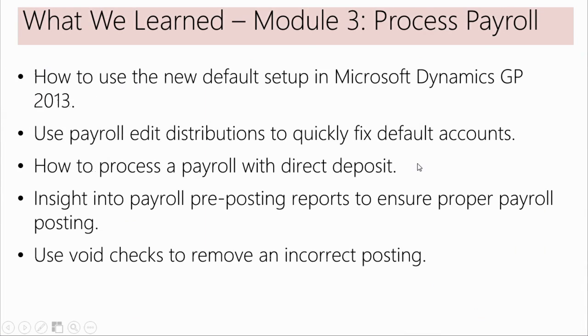So what we learned in Module 3 is about processing payroll. We talked about how to use the new default setup in Microsoft Dynamics GP2013 to make your processing go faster. We also looked at editing a general ledger account, a distribution on the fly to fix something that was posting incorrectly. We looked at how to process a payroll with direct deposit active and how to generate the ACH file. And we talked about the pre-posting reports and looking at those, and so we can identify incorrect general ledger posting accounts. And last, we talked about the voiding of checks and how to process that and manual checks.